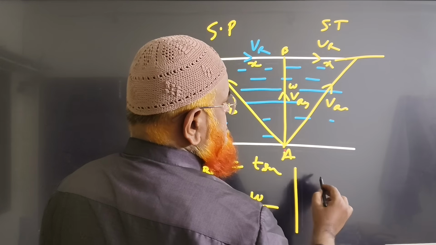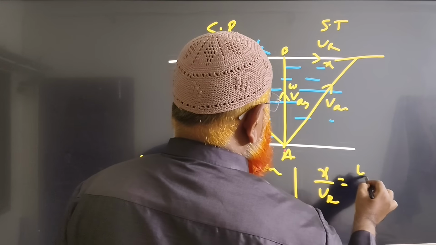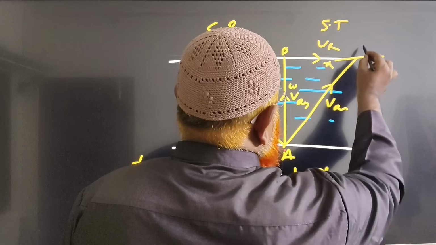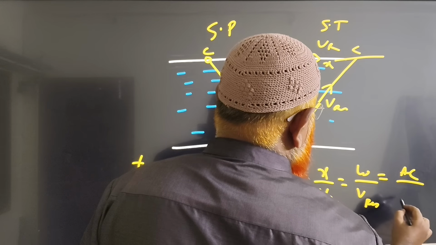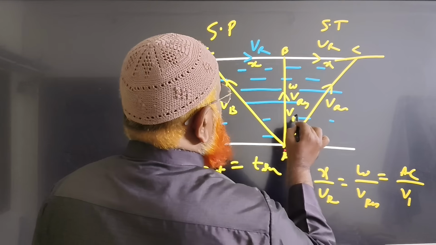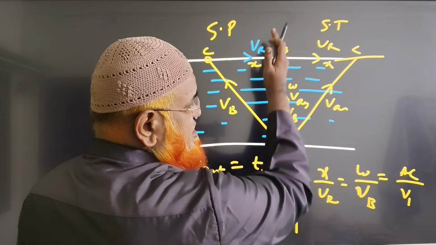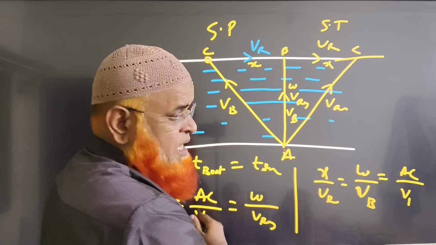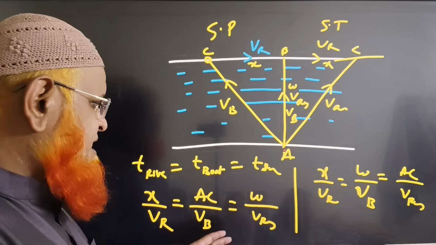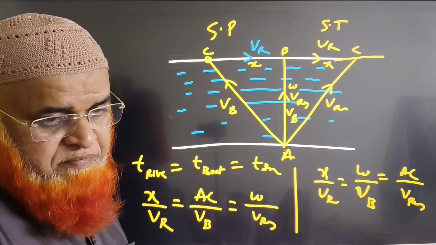In the case of shortest path, what will you do? X by VR is equal to, in this case, width by V resultant, and here in this case it is going to be AC divided by V. This is the velocity of a boat in case one. In the shortest path, the resultant is the velocity of a boat. But you are reaching here, so this is going to be the resultant velocity. All three times are the same. You can use this one also if you want to find out something.